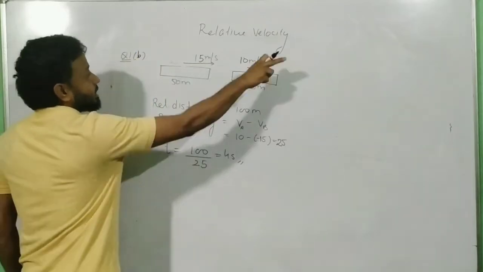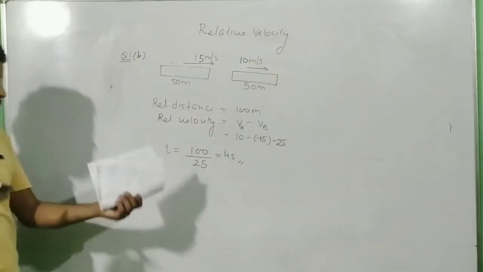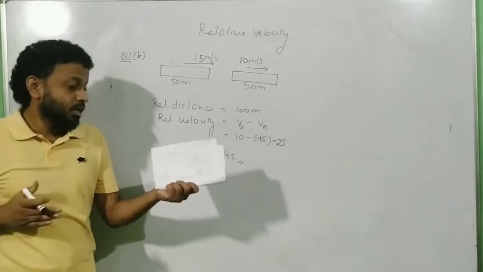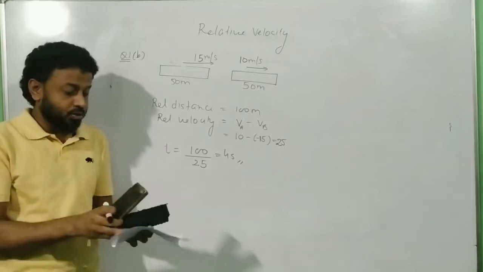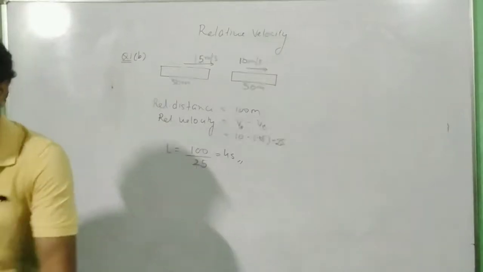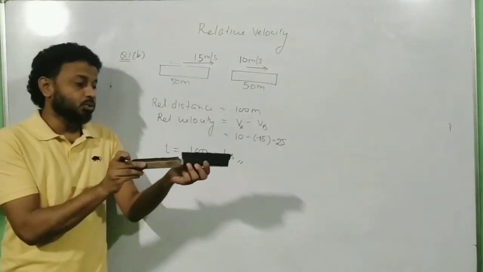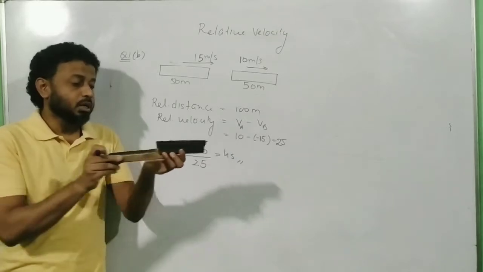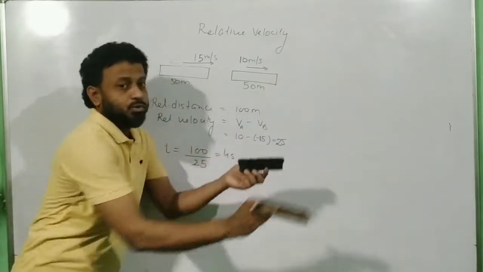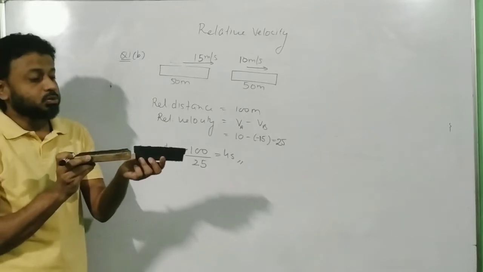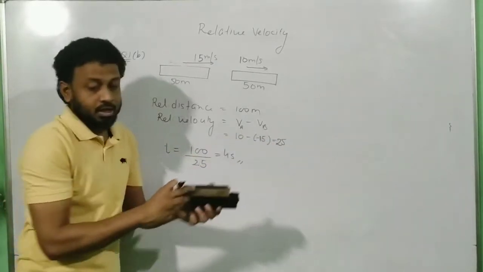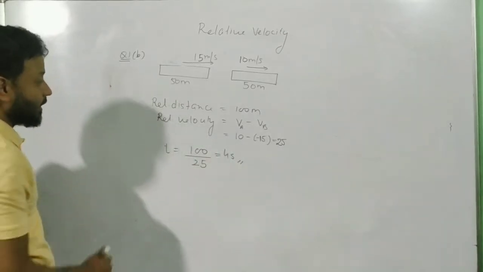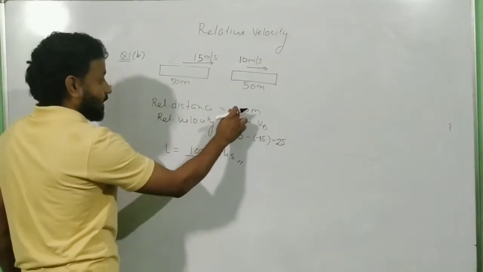That means both the trains are moving in the same direction. So 15 is faster than 10, so definitely it will move like this, ahead of the other. Both are going and then they will overlap each other. So this is where it starts, it overlaps and then it moves ahead. Relatively, they have to travel in this case 100 meter.